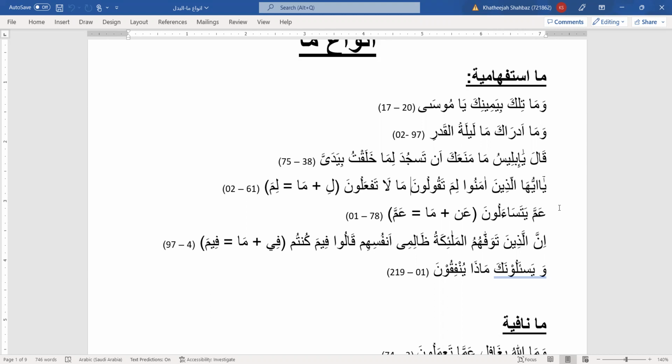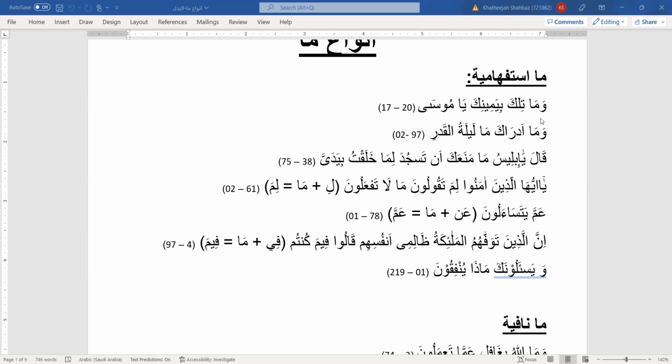So we will go over a few examples. For example, the first one is Ma tilka biyaminika ya Musa. It's a very, very simple ayah, and we will go over its translation and see what the use of ma is and what it really means. Is Shifa there? Shifa, would you mind translating this for us? I can help you if you don't know a word, inshallah.